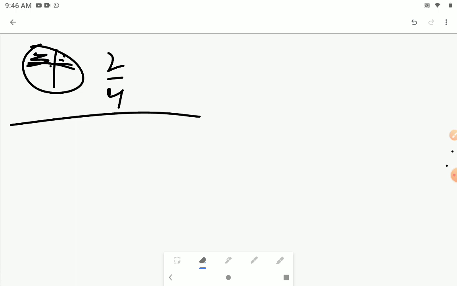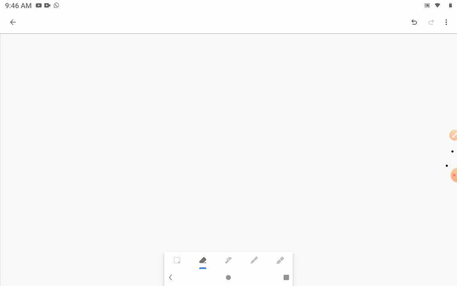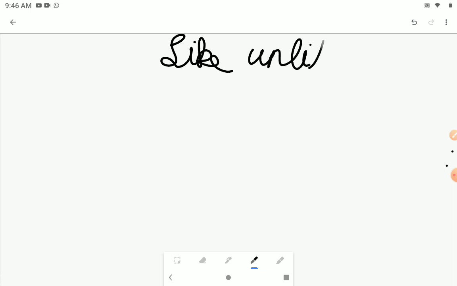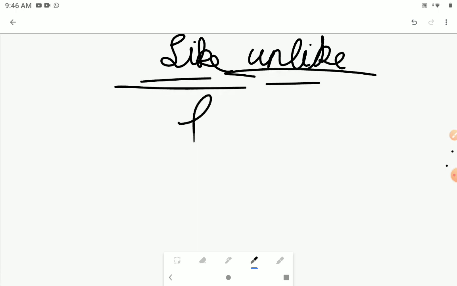This will be easy for you. If you do not understand in the quiz, I can explain to you how like and unlike fractions work.